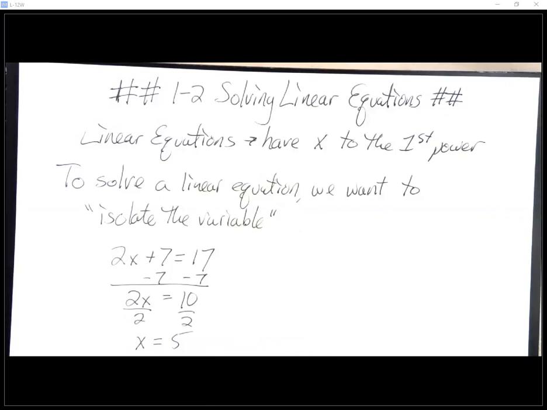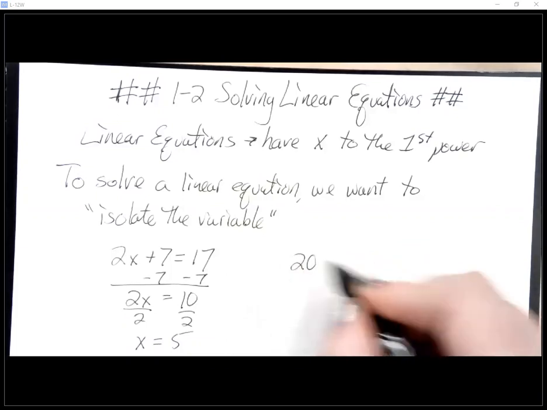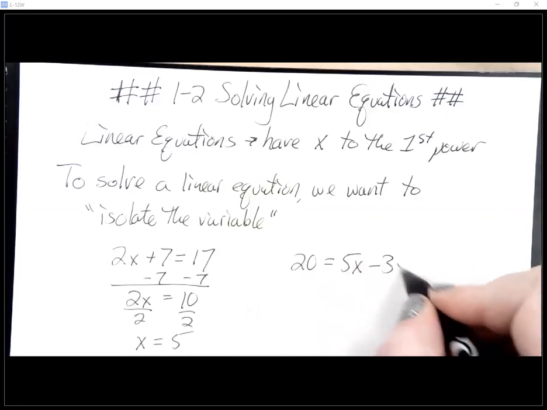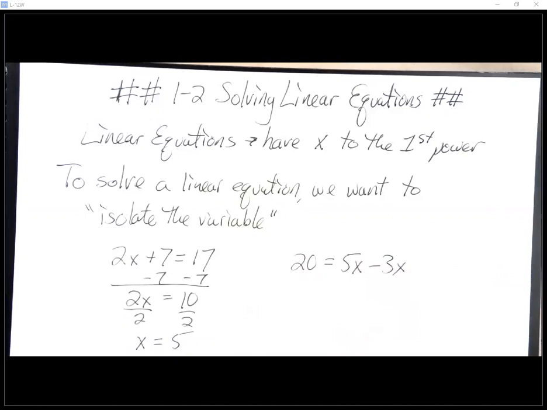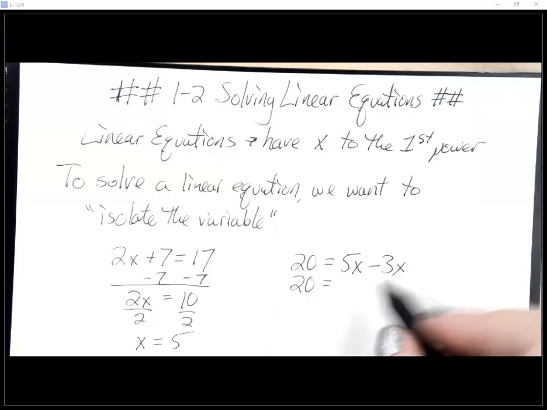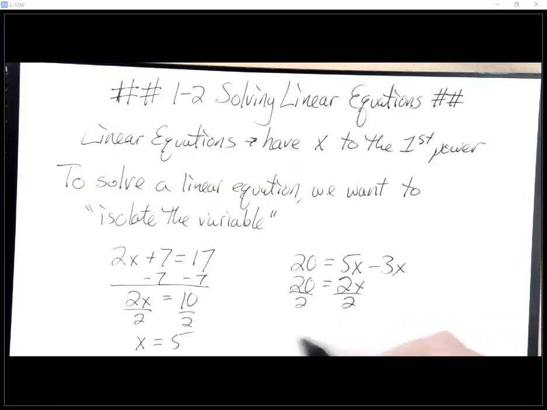Let's try something a little bit more interesting. What if you had something like 20 equals 5x minus 3x? What are you doing with something like this to start off? Jimmy? Yes, I have some like terms on that right-hand side, don't I? So I'm going to combine like terms where I can. So this now becomes 20 equals 5x minus 3x, of course, is, everybody, 2x, and then I can just divide by 2.